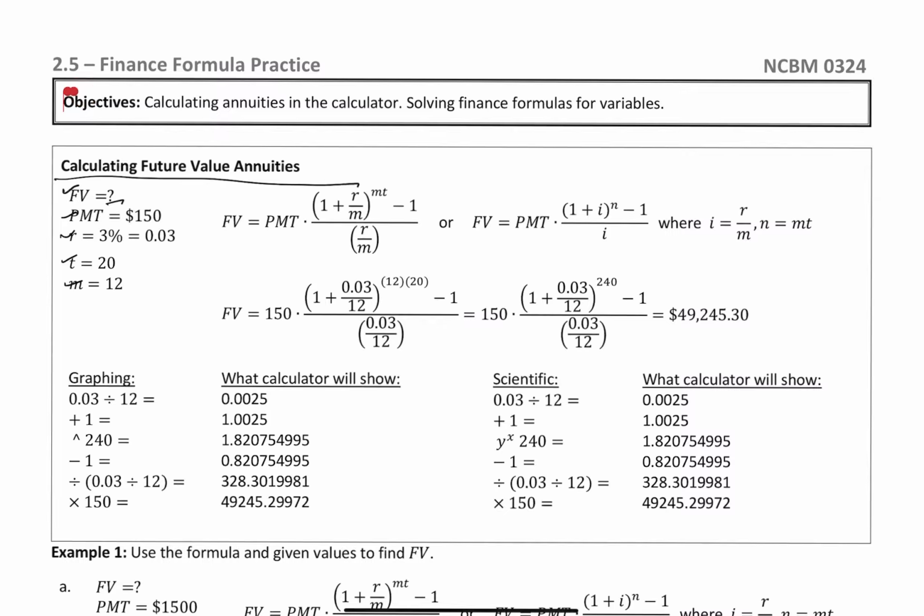Now I have the future value formula, which is right here, and this is the one that we're going to be using. I have the payment, parentheses, 1 plus the interest divided by the compound, raised to the compound times the time, minus 1, divided by the interest divided by the compound, and everything is multiplied by the payment. If you want to follow along, this is basically what we did right here. We plugged in all the values that they gave us. Depending on whether you have a graphing calculator or a scientific calculator, these are the steps that you're going to be following.